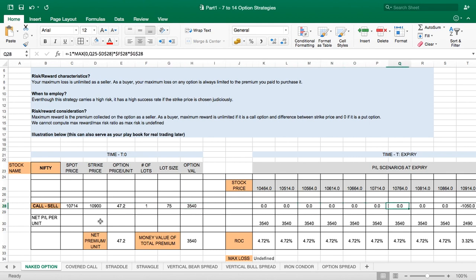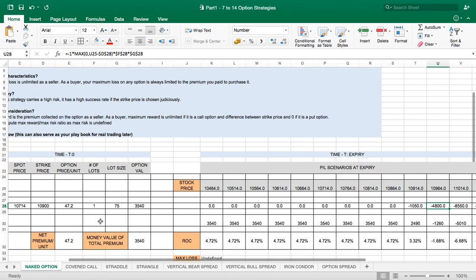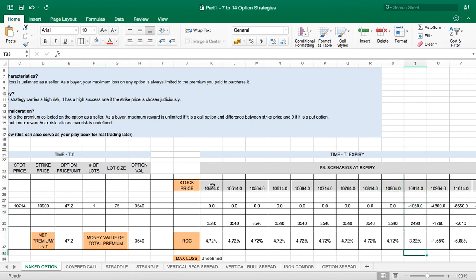And just like we've done before, we create an entire P&L scenario with various closing spot price scenarios. So we see out here that if we have sold this option, then we are not going to lose any money till the price hits 10,947 bucks. So as a seller of the option, I'll only be losing money after 10,947. So the risk and reward scenario is very intuitively clear here.